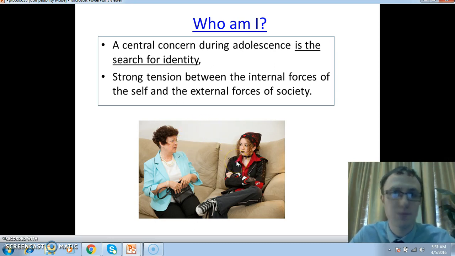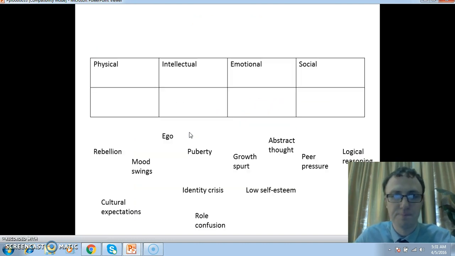Okay, they would like to express their identity. Maybe their values are different. Maybe what they want to do is not what their mum wants the child, or the adolescent, to do. So there is going to be this tension between the internal forces within the individual adolescent and the external forces of society, which could start at the home itself.